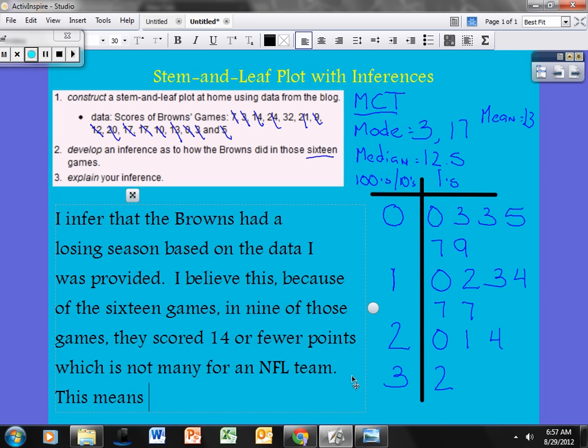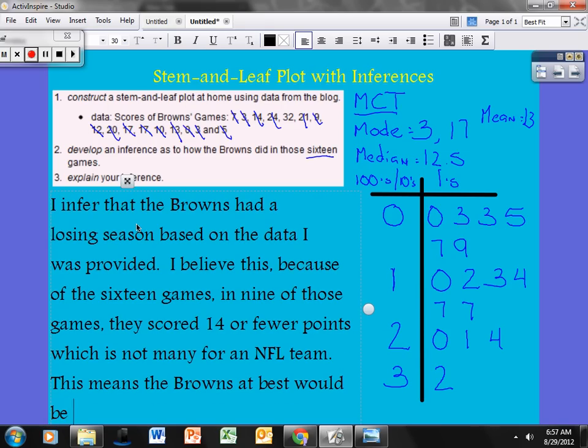This means the Browns, at best, would be, let's see, if they lost 9 of the games out of 16, that means, let's see, 16 minus 9 is 7, means they'd be 7 wins and 9 losses. That's at best.